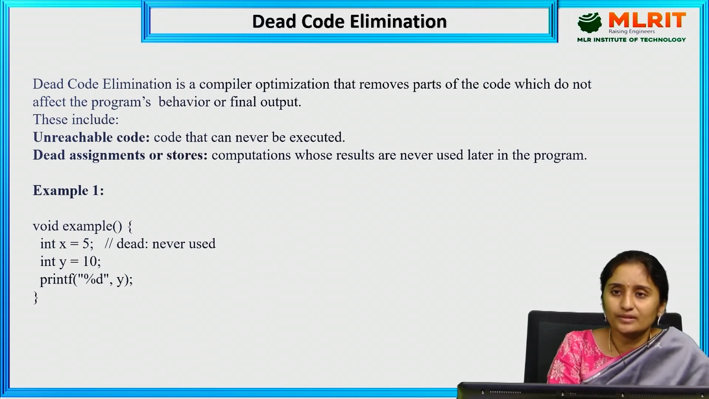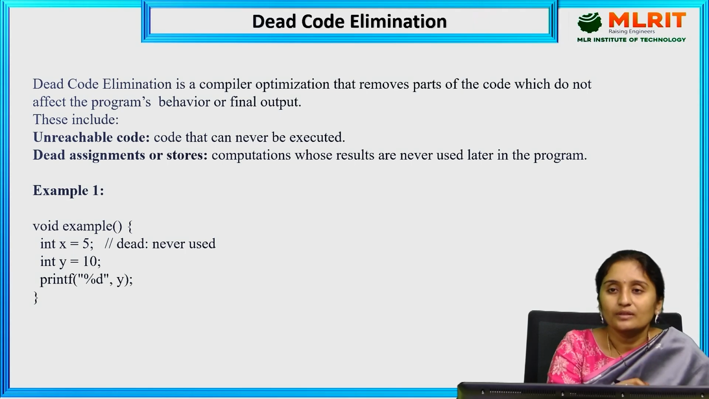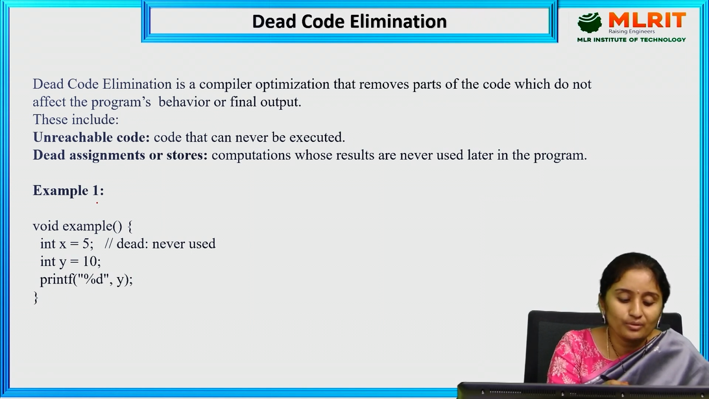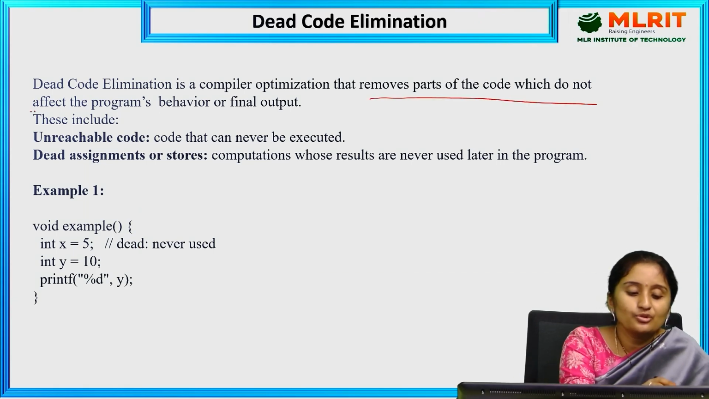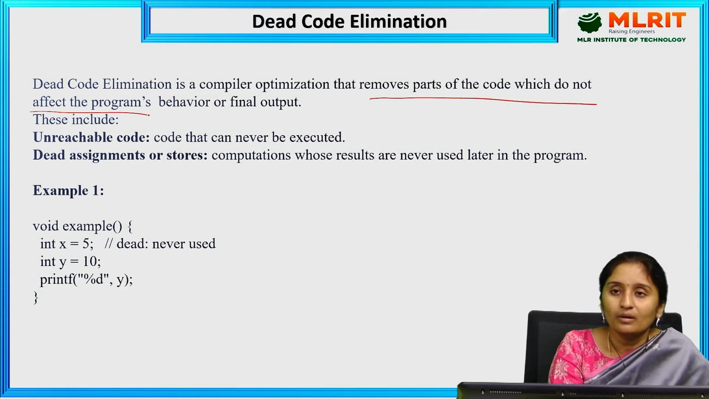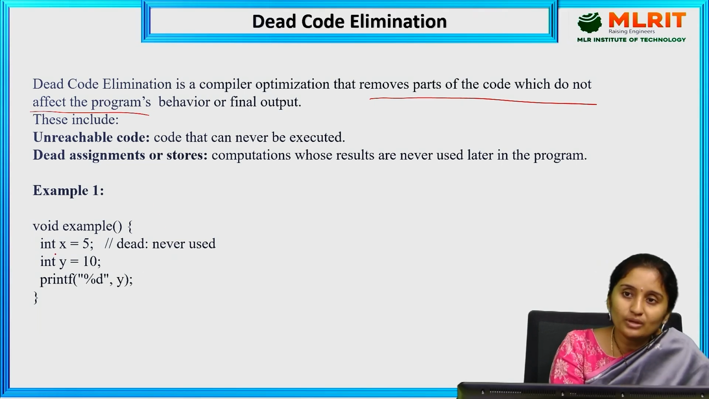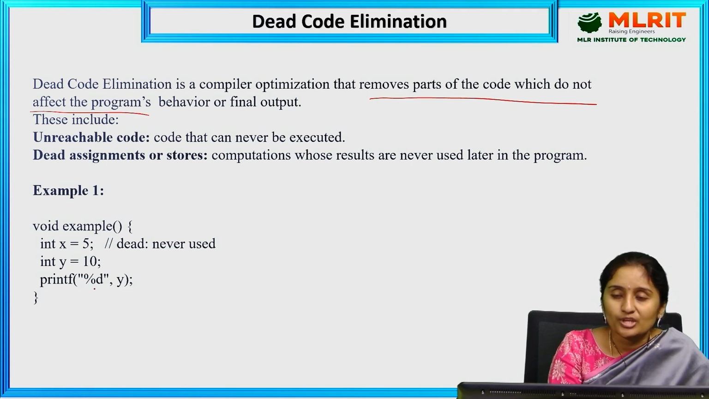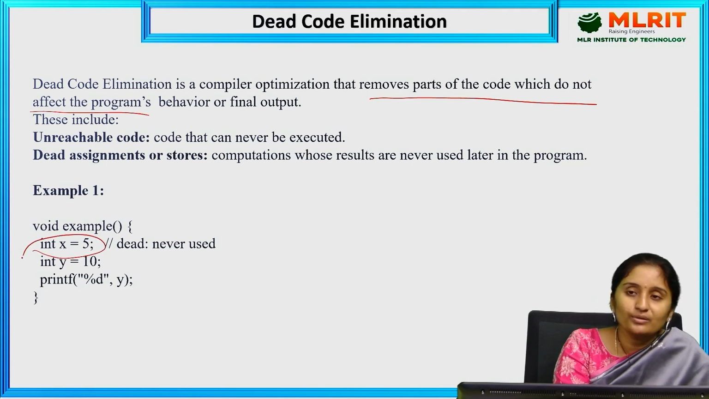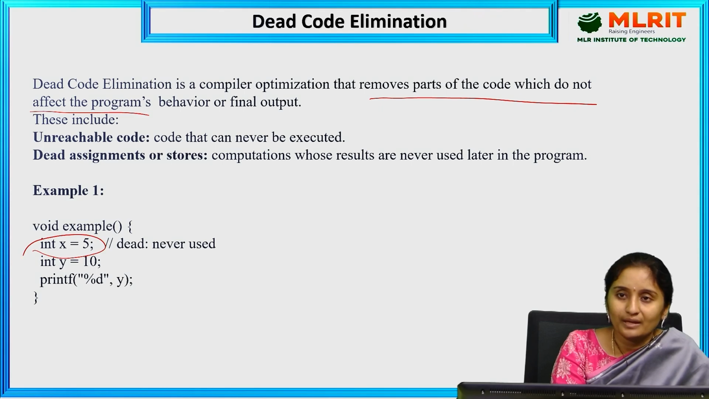So the next one is dead code elimination. The name itself tells us that in the program or in the expression, the code or the expressions which are not in use, we are going to call dead code, and we are going to remove this dead code. It is a compiler optimization that removes part of the code which does not affect the program behavior or final output. When I execute this program with this dead code, if I remove that code also, the output is not going to change. So these statements we are going to call dead code, and we are going to eliminate those dead codes.